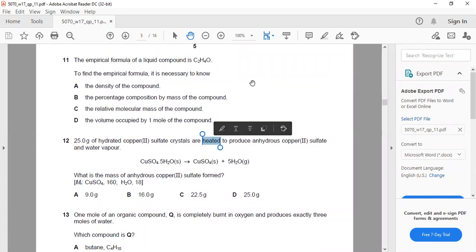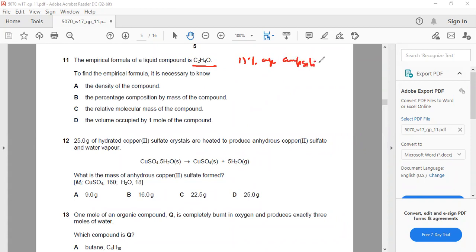11. It's about empirical formula. To find the empirical formula, we need percentage composition. Density, we don't need for empirical formula. Volume, we don't need for empirical formula. Relative molecular mass, we don't need for empirical. We need it for molecular formula. So B is the answer. Percentage composition.